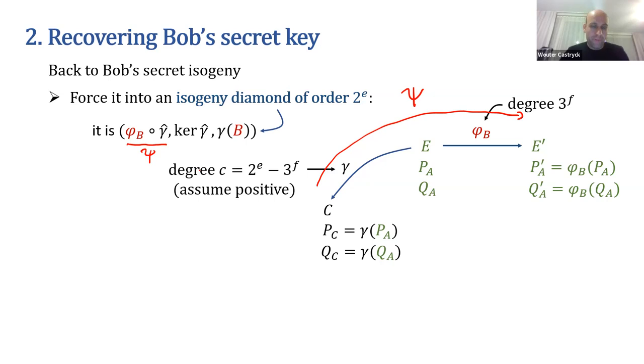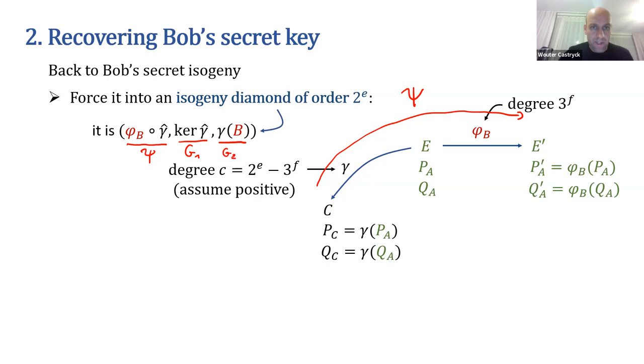Now the kernel of psi, we have to write as a sum of two subgroups. One of these subgroups will be the kernel of the dual of gamma. So this will be our G1, and this is a group of this size. And the other subgroup will be the kernel of phi b. Remember, this was called b, but we have to view it here. So we take gamma of b, and that's our G2.